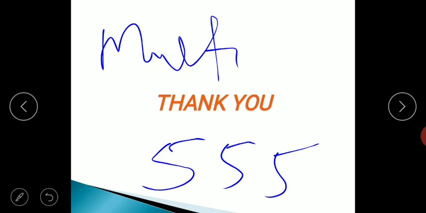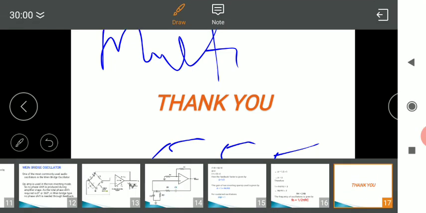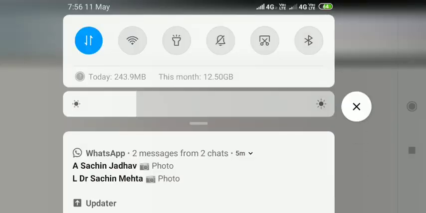I hope you understood the two important RC oscillators, the RC phase shift oscillator and the Wien bridge oscillator. Right, we'll stop here.